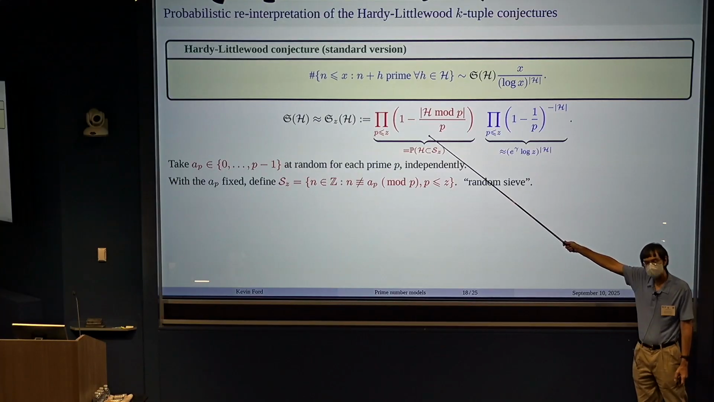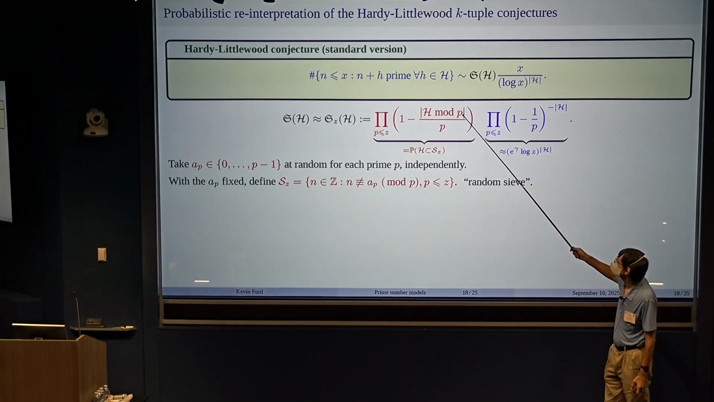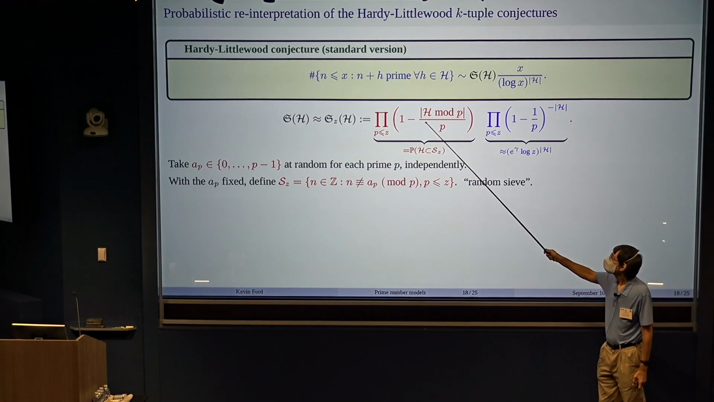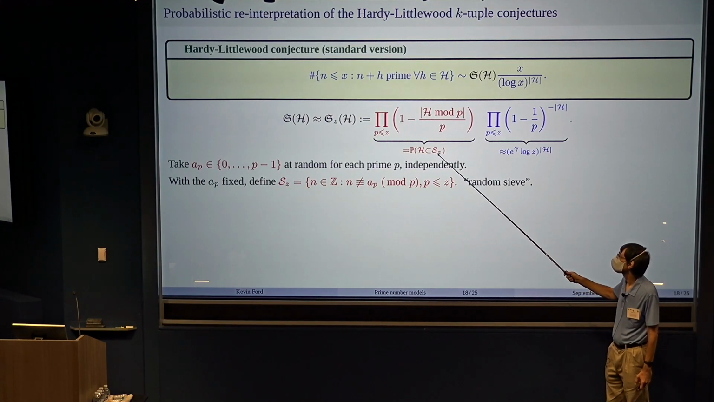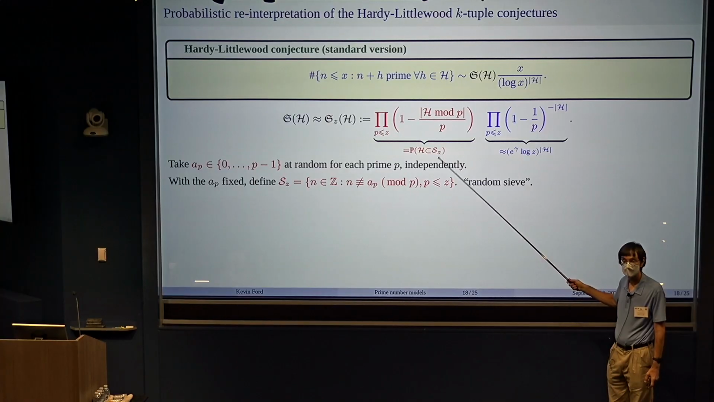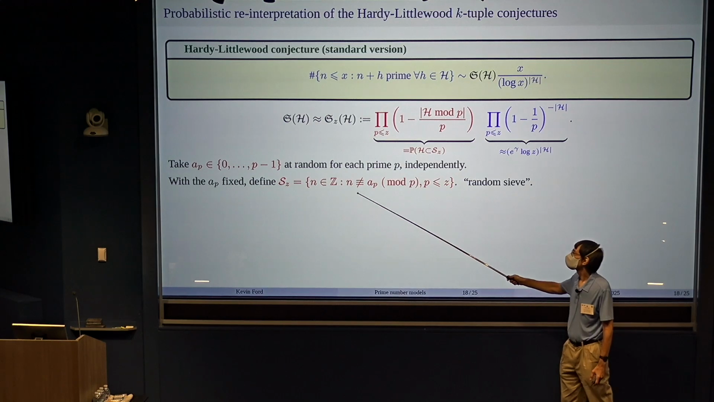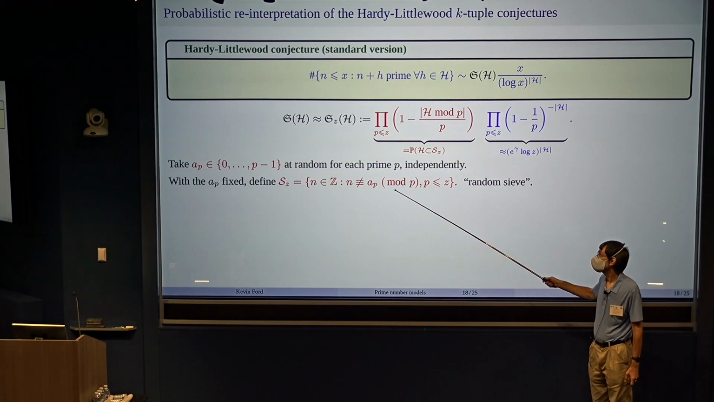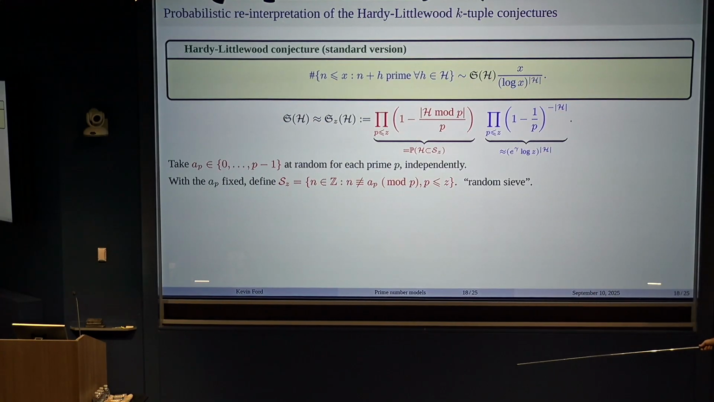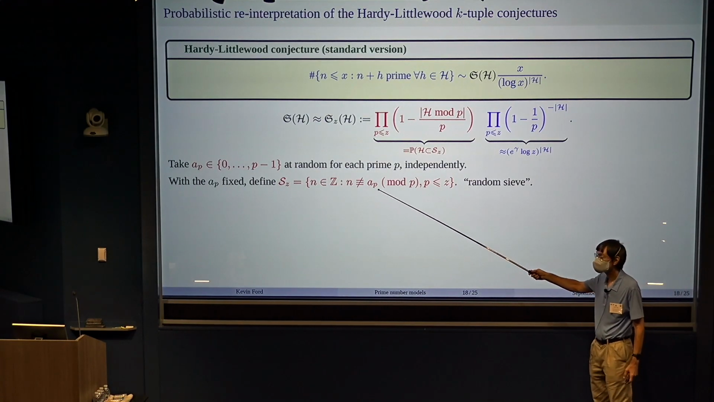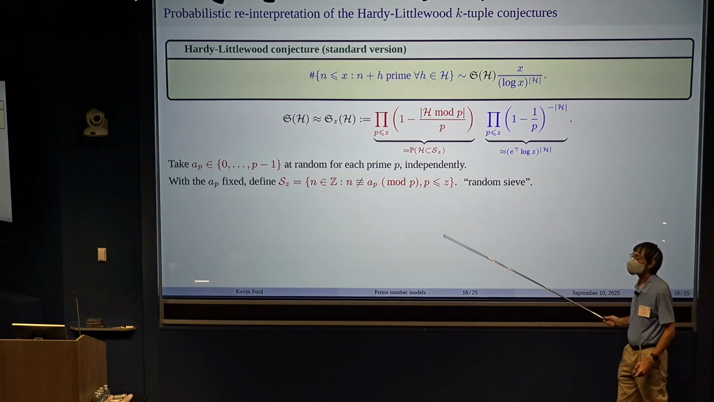And now what is this? Up here I have the number of residue classes occupied by H modulo p. This has a probabilistic interpretation as the probability that H lies in a certain random set S_z. What is this random set? It's the set of integers that are not in any of the residue classes a_p mod p for p up to z, something I talked about way back at the beginning of the talk. But now the a_p are chosen randomly. This is a very easy calculation to show.